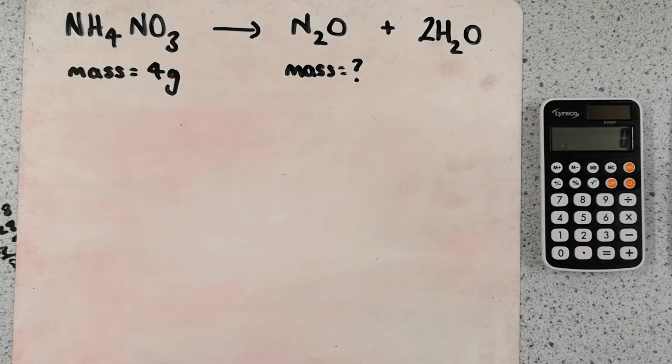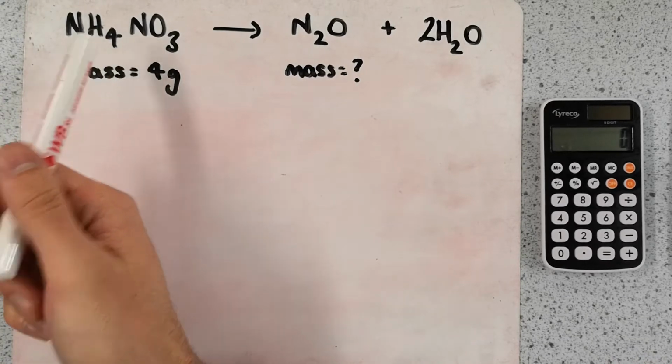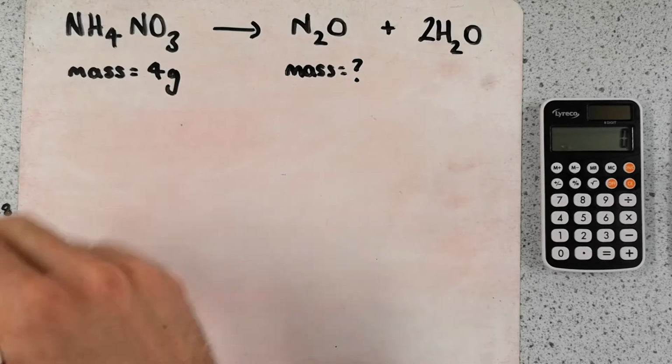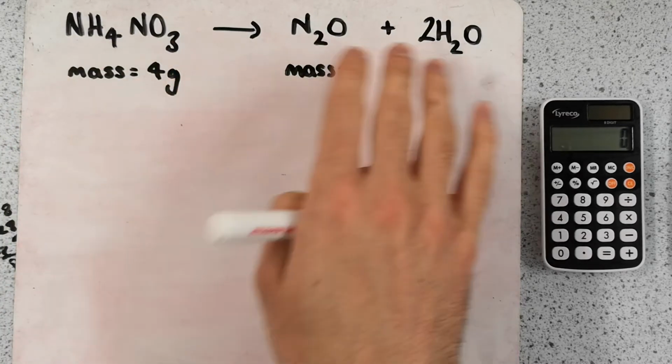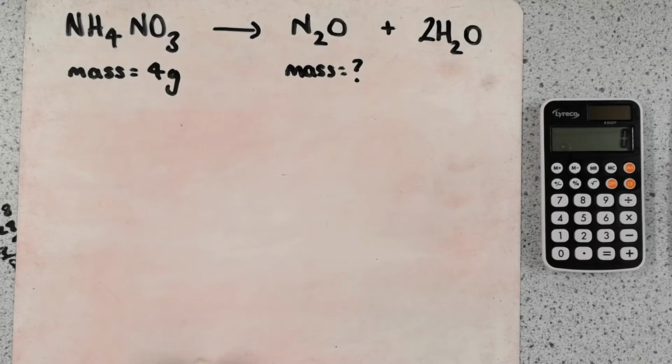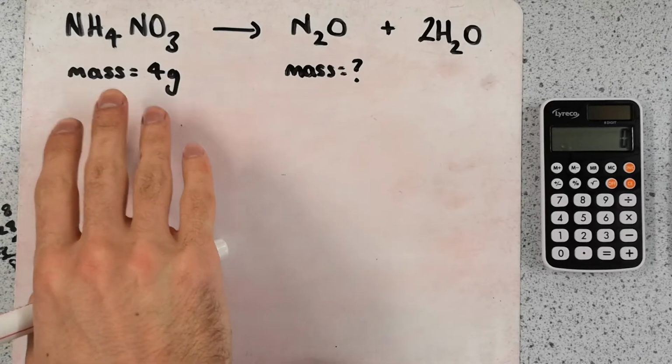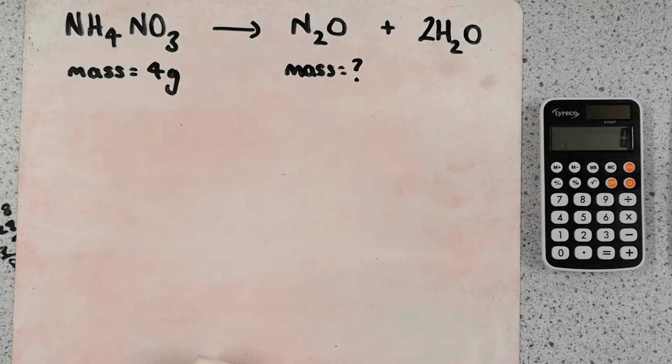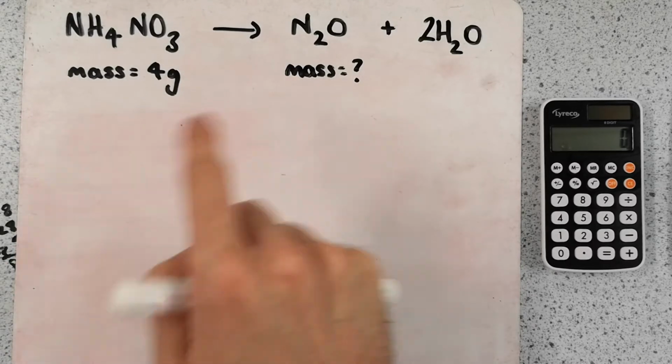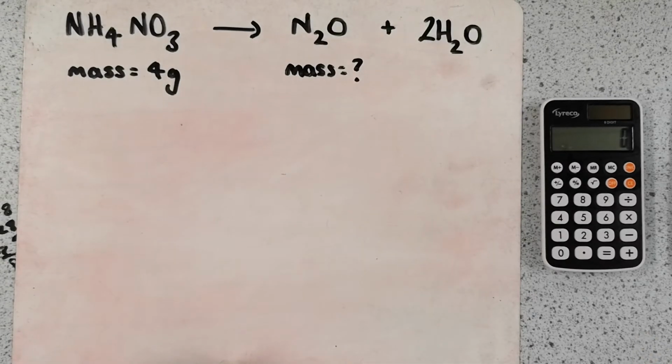Hi, in this video I'm just going to go through some basic calculations. So in this question we've got some ammonium nitrate, NH4NO3, and that breaks down to form N2O and 2H2O. The question shows that we've got 4 grams of ammonium nitrate. How many grams of N2O would that then produce?